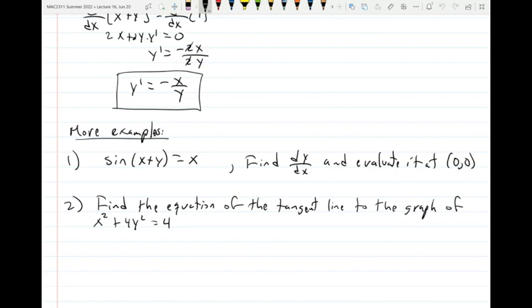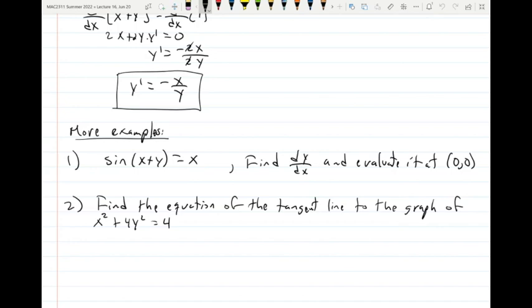Is that a circle? No, for it to be a circle, these two coefficients have to be the same. What curve is this? It's an ellipse. Circles are special cases of an ellipse. An ellipse is a more general figure. So this is an ellipse.